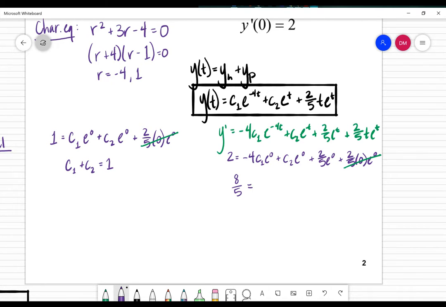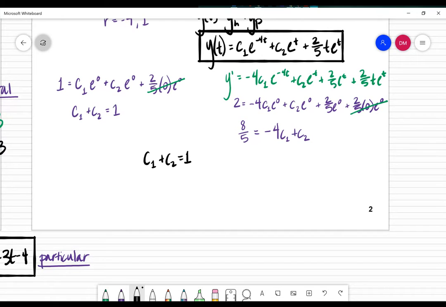And it looks like then I have a negative 4C1 plus C2 on this side. So this is where we get some lovely work with fractions here. But I have my system of equations: C1 plus C2 equals 1, and negative 4C1 plus C2 is equal to 8/5. Trying to make this as easy as possible myself.